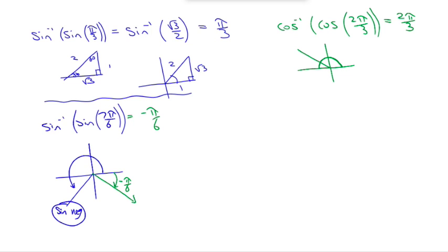So if the angle lands in the right quadrant, they go poof. If it lands out of quadrant, you have some work to do. All right, what about cosine inverse of cosine of 5 pi over 4?